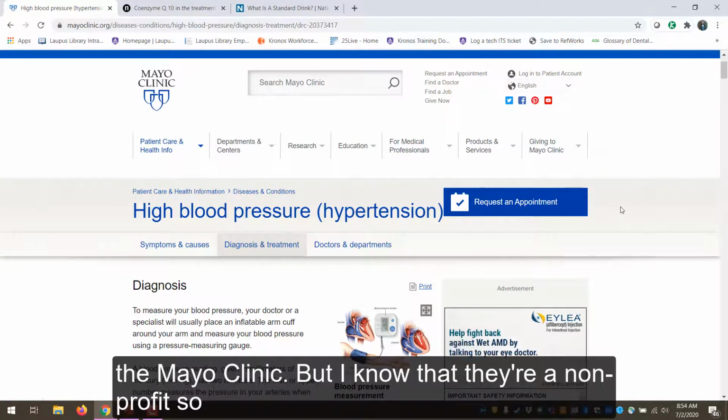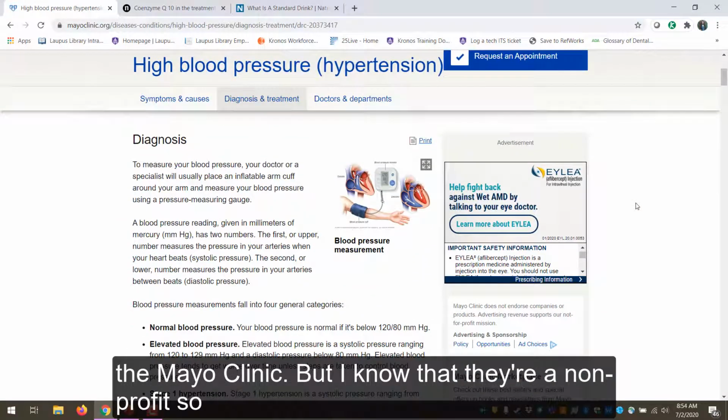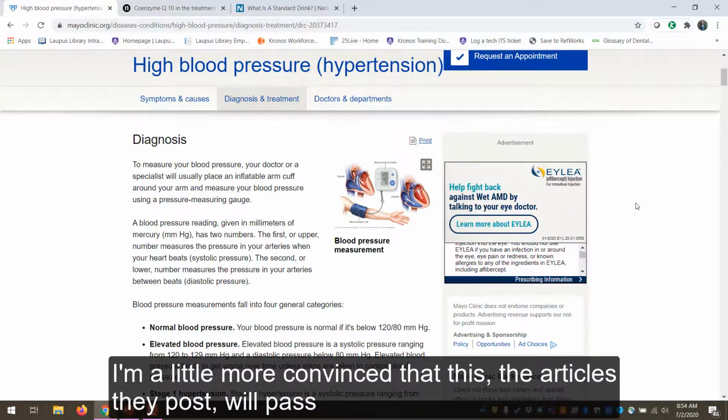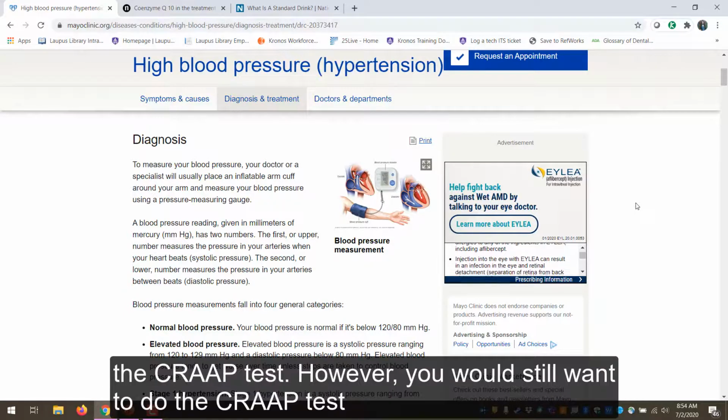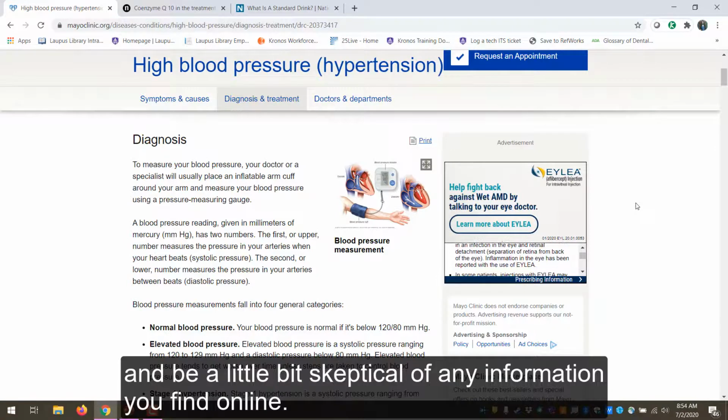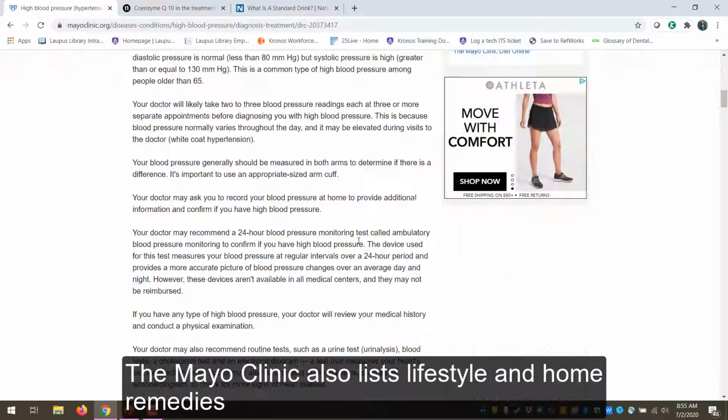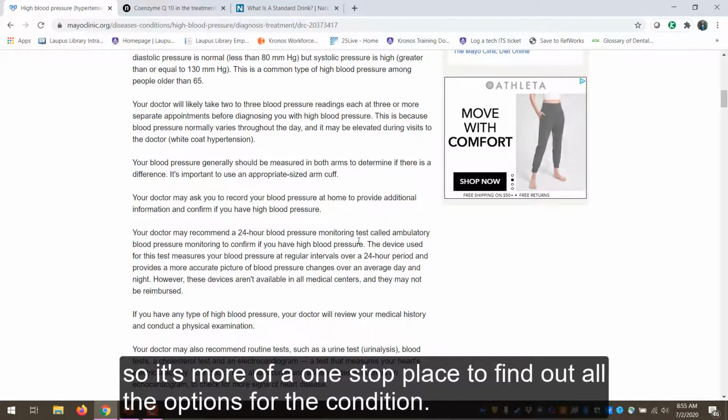I know already, and if I didn't know, I could go click on this link and learn more about the Mayo Clinic, but I know that they're a nonprofit, so I'm a little bit more convinced that the articles that they post will pass the CRAP test. However, you would still want to do the CRAP test and be a little bit skeptical of any information you find online. The Mayo Clinic also lists lifestyle and home remedies, so it's more of a one-stop place to find out all the options for the condition.